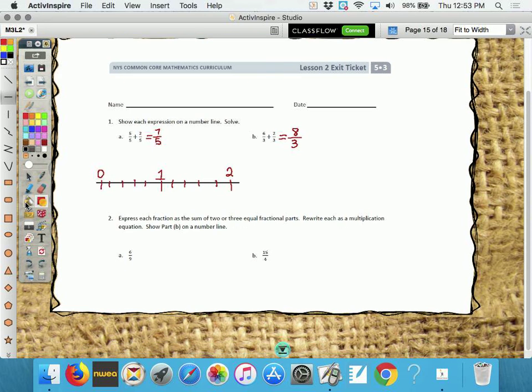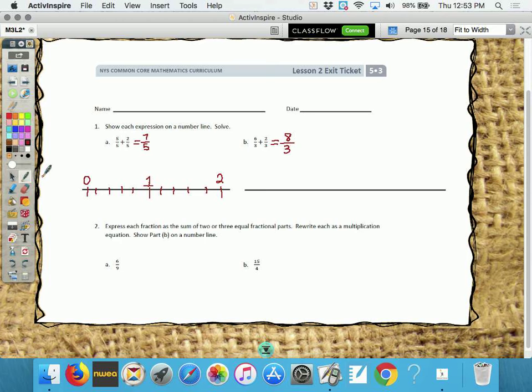Okay, so draw your number line. 8/3, is that more or less than 1 whole? More. Okay, what would 1 whole be? 3/3. Okay, what would 2 wholes be? 6/3. What would 3 wholes be? 9/3. So we need to go all the way to 3. Okay, so 1 whole you said was 3/3.